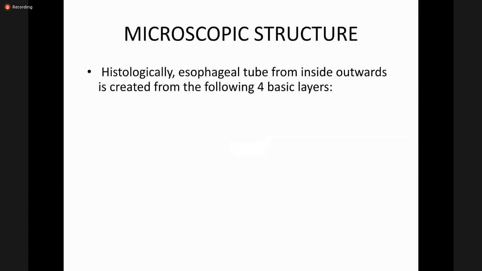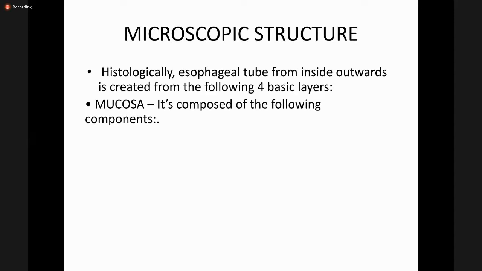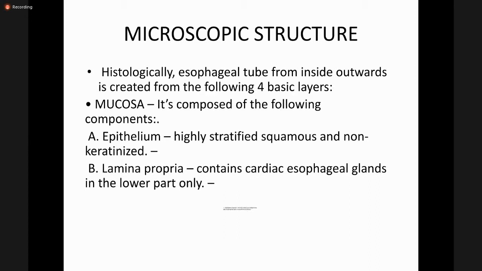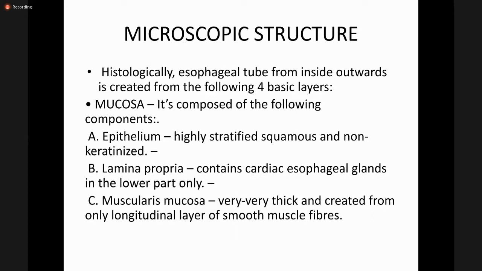Now let's move toward the histology. The esophagus has got 4 layers, as the other GI organs have. That's mucosa, submucosa, muscularis, and serosa or adventitia. But the mucosa of the esophagus has 3 further layers. One is the epithelium, which is stratified squamous and non-keratinized. Then comes the lamina propria. The third is the muscularis mucosa, which has only a longitudinal layer of smooth muscle fibers. So these 3 layers make the mucosa.